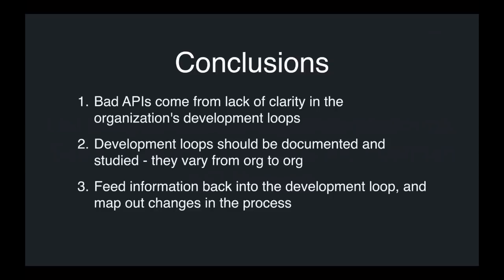So what we've seen is that bad APIs come from a lack of clarity in the organization's development loops. And this is a good lens that you can adopt very, very easily. You should document and study these loops. They vary from organization to organization. We have seen lots of different kinds of ways. There's no one way that is right, and there's no one way that fits every organization. It really depends on whether you're pushing a public API or an internal API, and what kind of team structure you have. And if you can feed information back into these loops and map out the changes that are happening in this process, that'll help you really understand how the API goes from a technical abstraction to a company abstraction and make a great API.